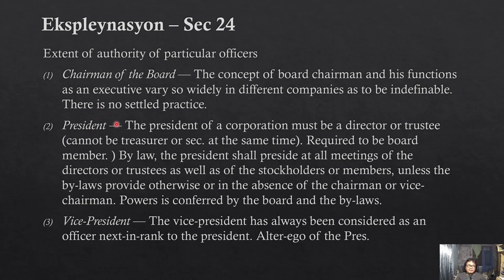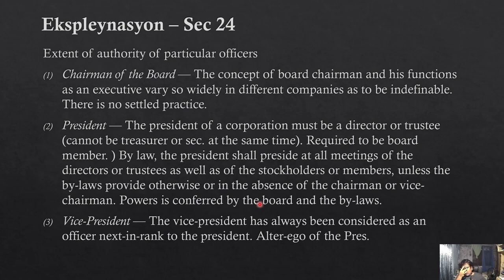So let's go to number two, the president. The president of the corporation must be a director or a trustee. And take note, he cannot be the treasurer or secretary at the same time. Since he is a director or trustee, he is required to be a member of the board. By law, the president shall preside at all meetings of the directors or trustees as well as the meetings of stockholders or members, unless the bylaws provide otherwise or in the absence of the chairman or vice chairman. Powers are conferred by the board and the bylaws. So it depends on what powers the bylaws provide and what the board resolves.